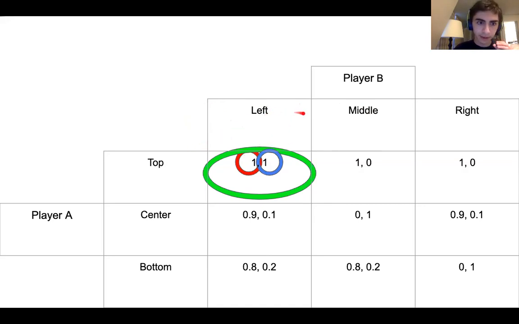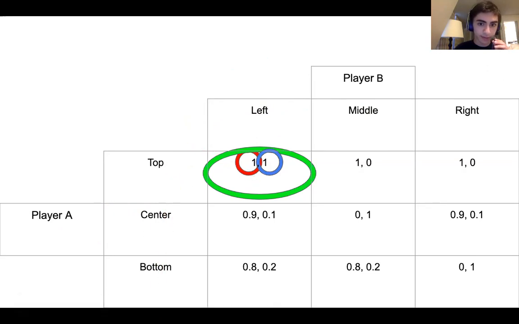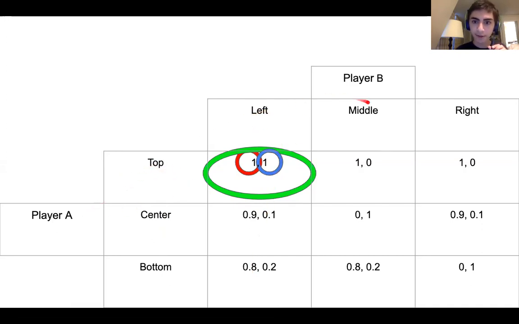So if player B is going to stick with left, then if player A switches whatever he chooses, he's going to get worse payoffs. Player A's payoff is, in this case, 1, but if he switches from top to anything else, he decreases from 1 to 0.9 or 0.8. So clearly he doesn't want to change. And then player B, similarly, if player A sticks with top and player B changes from left to middle or right, if player B switches from left to middle, then it's from 1 to 0, and if he switches from left to right, then it's 1 to 0.